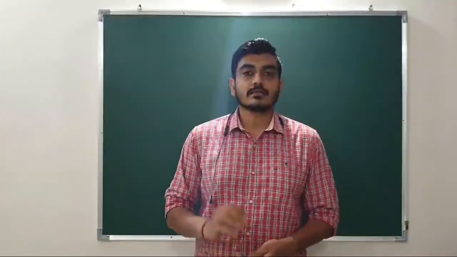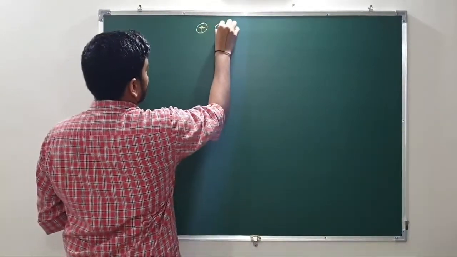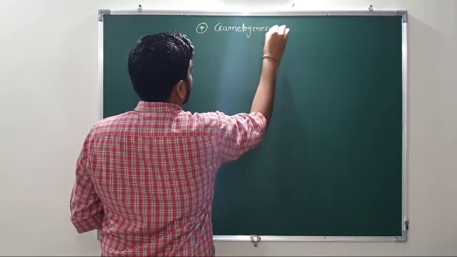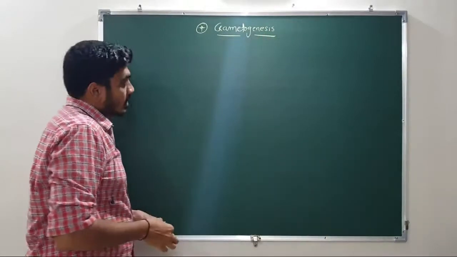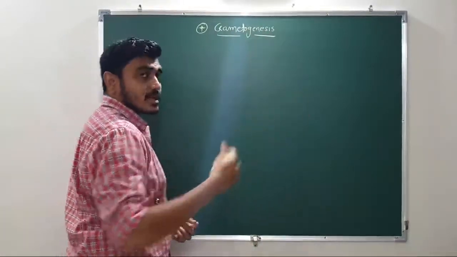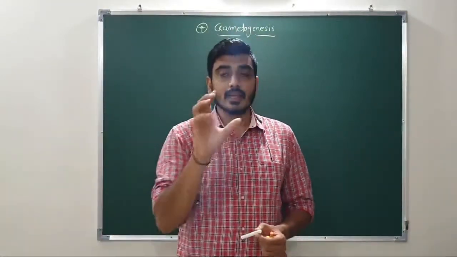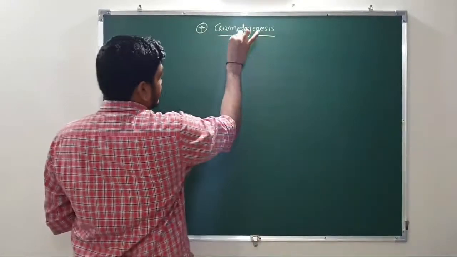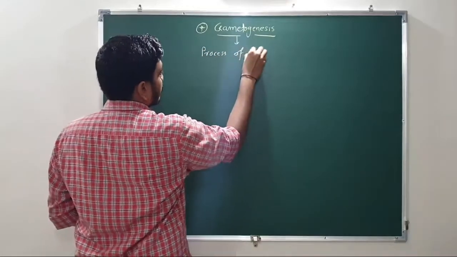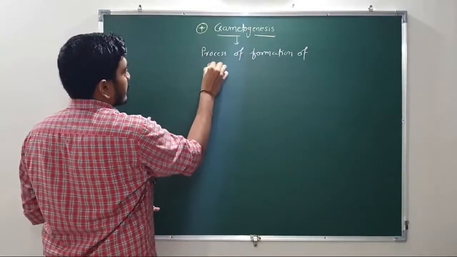Today we are going to discuss the first event of pre-fertilization, that is gametogenesis. Now when we consider gametogenesis, the name suggests it. Genesis means synthesis, and gameto means gametes, that means the synthesis or the formation of gametes, and that process is called gametogenesis. So we can say that gametogenesis is the process of formation of gametes.